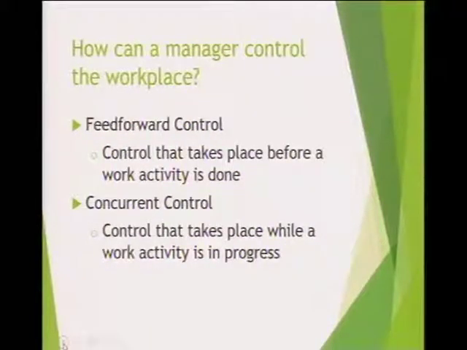Okay. So how can a manager control the workplace? One of them is feedforward control, which takes place before the work activity is done, or concurrent control, which takes place while the work activity is in progress. With feedforward control, you put in certain measures to ensure that if this happens, this is what is going to happen. So you are proactive. With concurrent control, you are looking at what is happening and you put in certain measures.